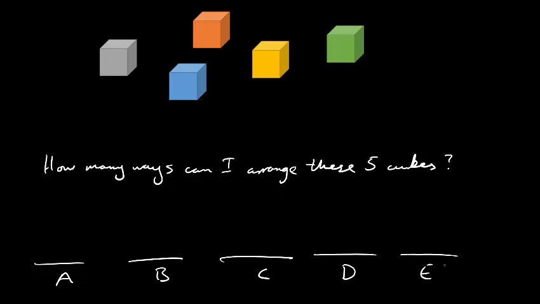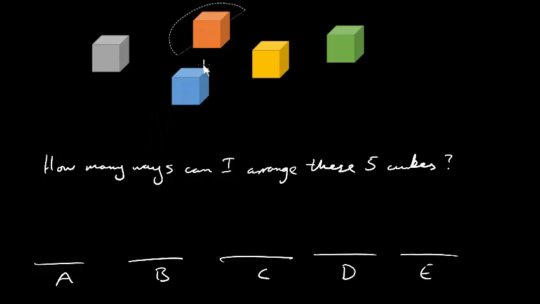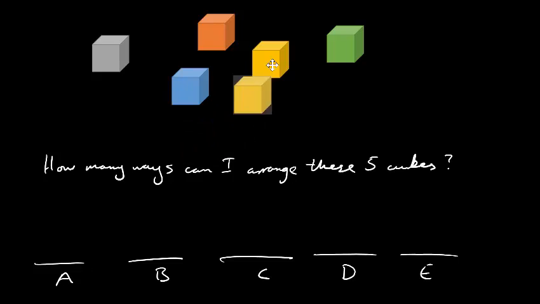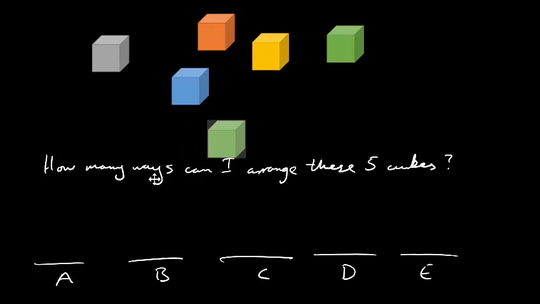So, first question is, how many cubes can I put in position 1? Well, are you happy that I've got the grey cube that I can put in position 1? I can put the blue cube in position 1. I can put the orange cube in position 1. I can put the yellow cube in position 1. Or I can put the green cube in position 1. So how many cubes have I got to choose from to put in position 1? Well, I've got 5 cubes to choose from.